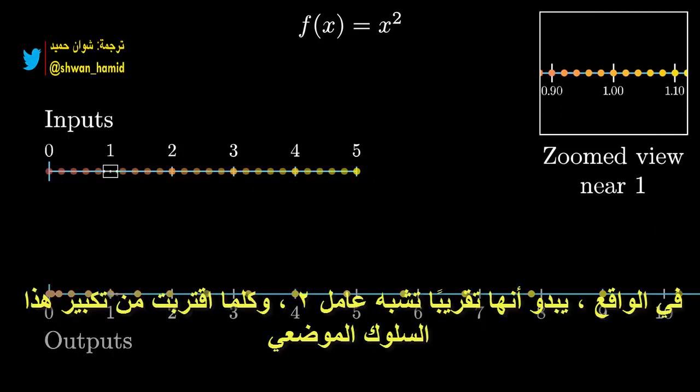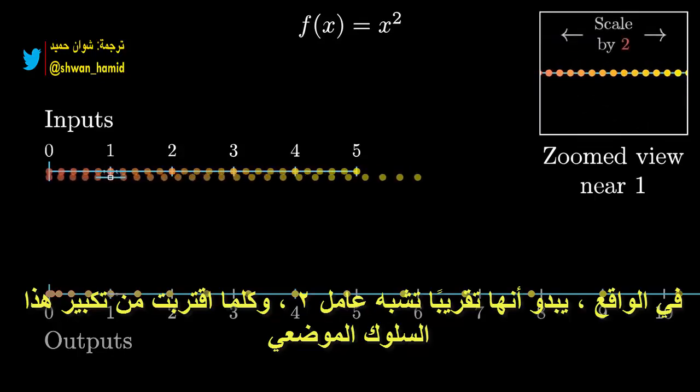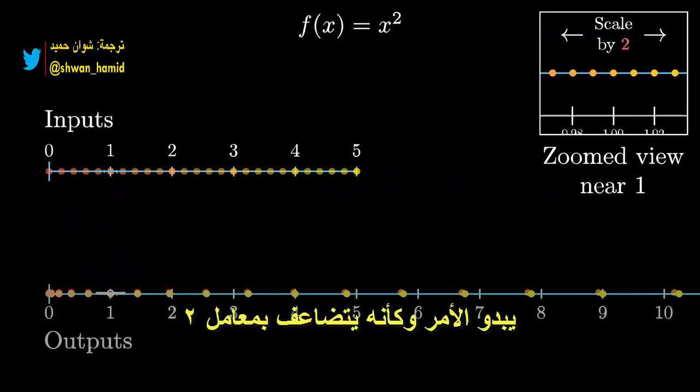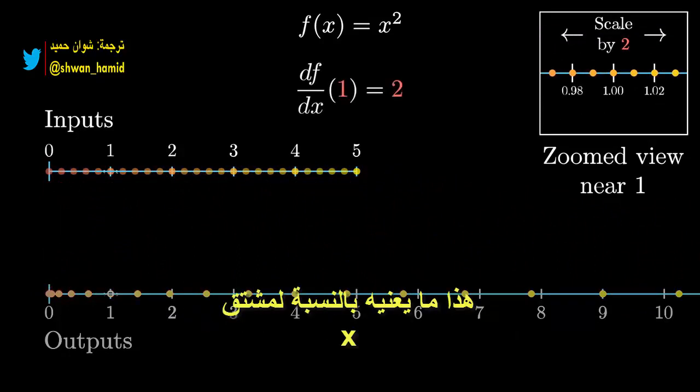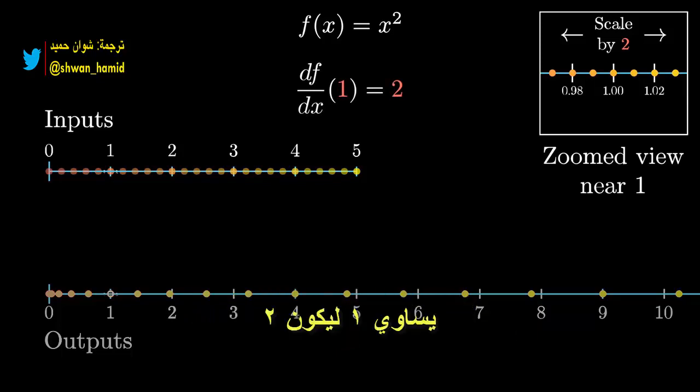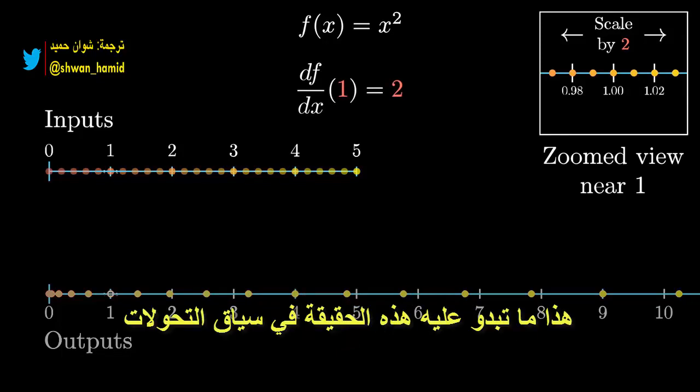In fact, it roughly looks like stretching out by a factor of 2. And the closer you zoom in, the more this local behavior looks just like multiplying by a factor of 2. This is what it means for the derivative of x squared at the input x equals 1 to be 2. It's what that fact looks like in the context of transformations.